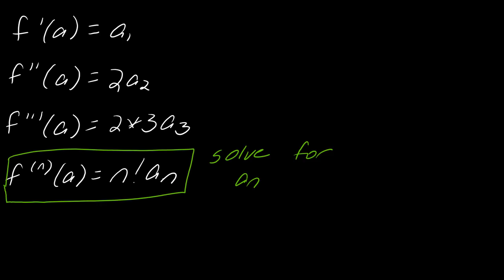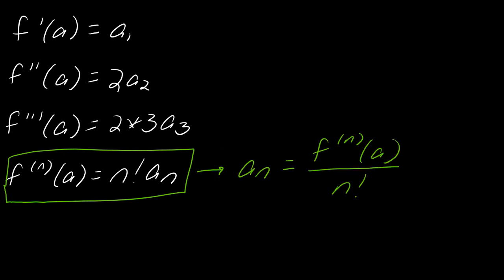So what I'm talking about is I'd like to have a more general formula for this a sub n-th term, right, which is the most general term possible. So I can actually pretty easily solve for this now that I see this pattern that's been established. If I solve for this, I can just see that my a sub n will equal the nth derivative of f at a over n factorial.